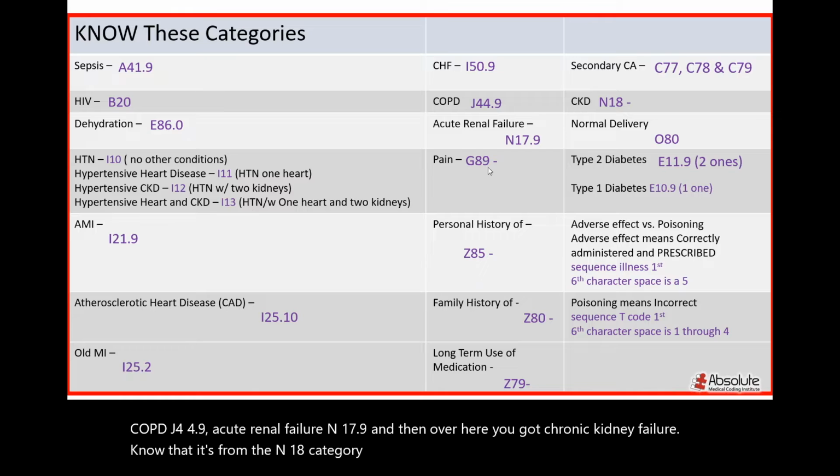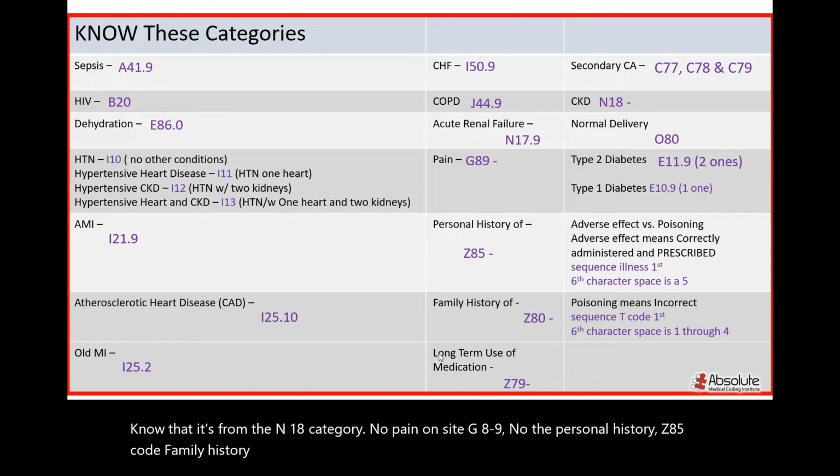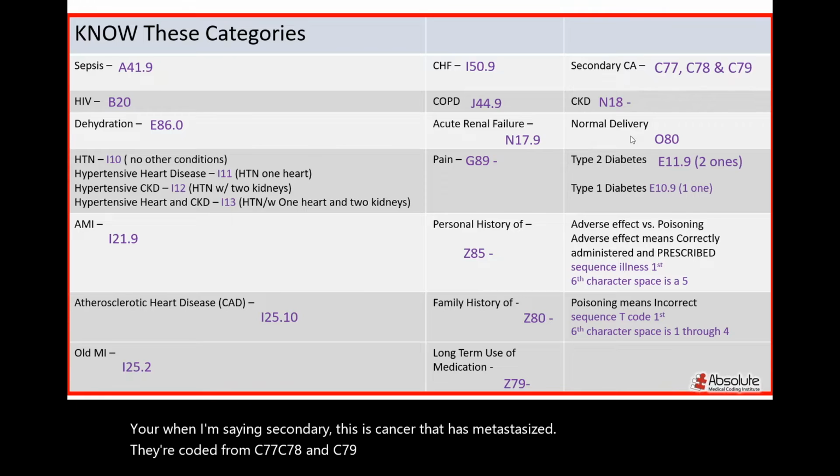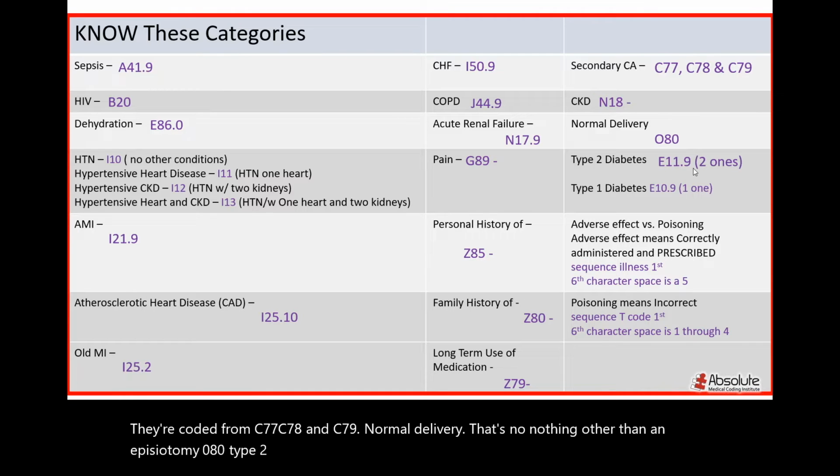Know pain on sight, G89. Know the personal history, Z85 code. Family history code, Z80. Long-term use of medication, Z79. Your secondary cancer codes, and when I'm saying secondary, this is cancer that has metastasized, are coded from C77, C78, and C79. Normal delivery, that's nothing other than an episiotomy, O80. Type 2 diabetes, E11.9. Type 1 diabetes, E10.9.